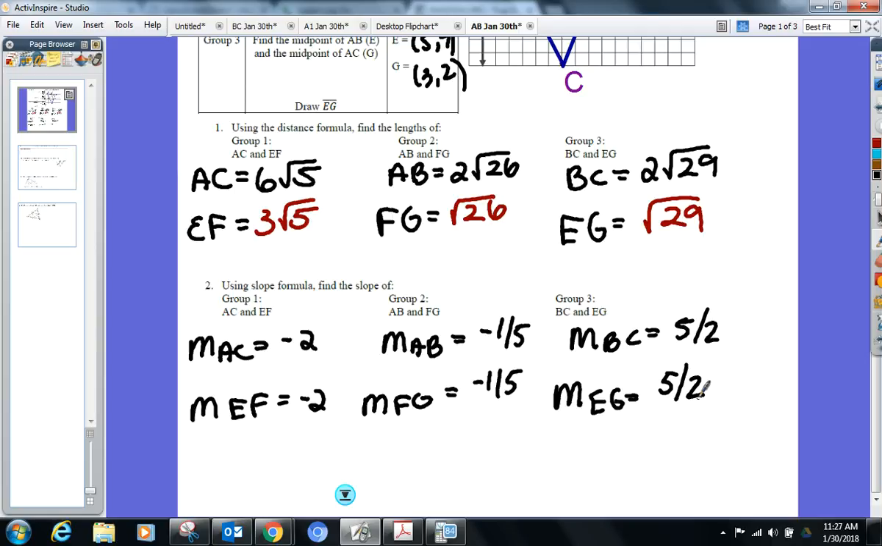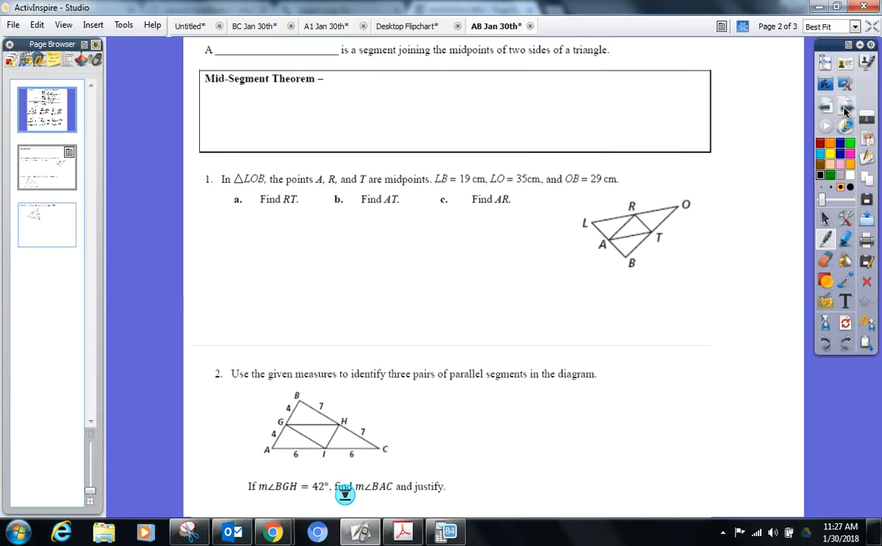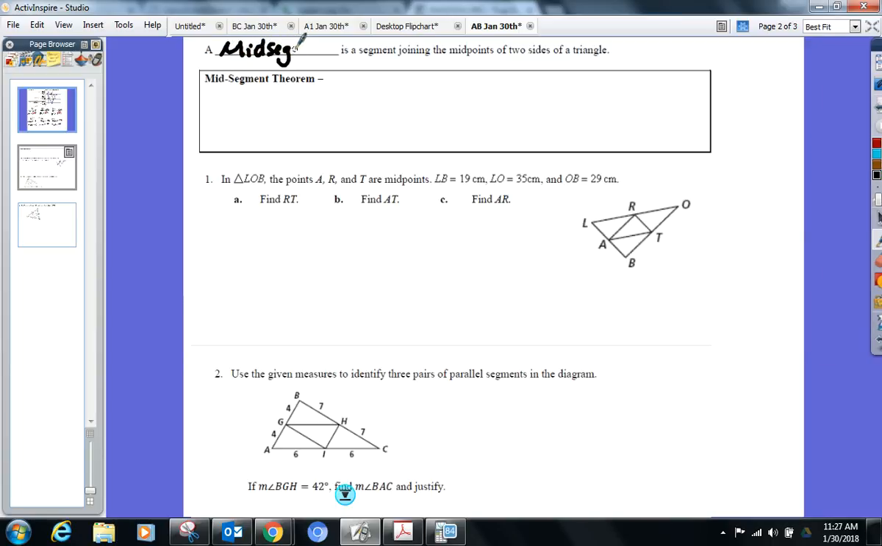What do we know? If the slopes came out to be the same, what do we know about the segments? They have to be parallel to each other. All right, so let's put this all together. Ready? Let's put it all together. What do we call that segment that joins the midpoints? Mid-segment. Yep.